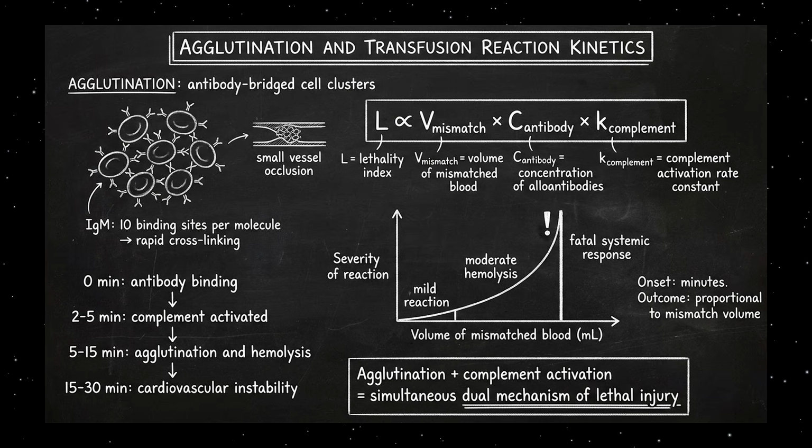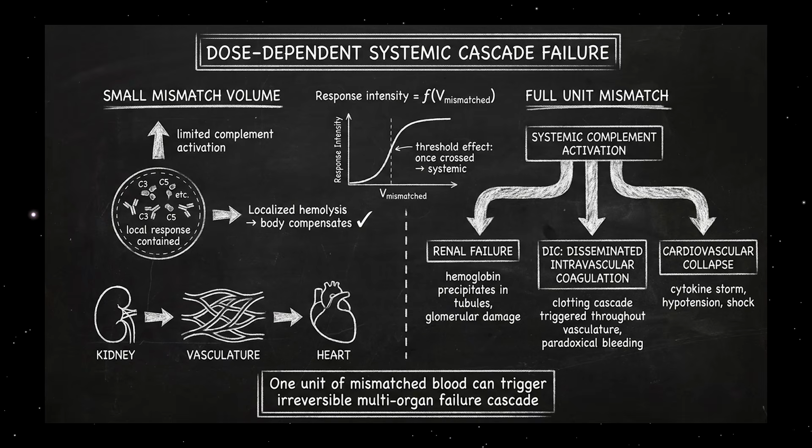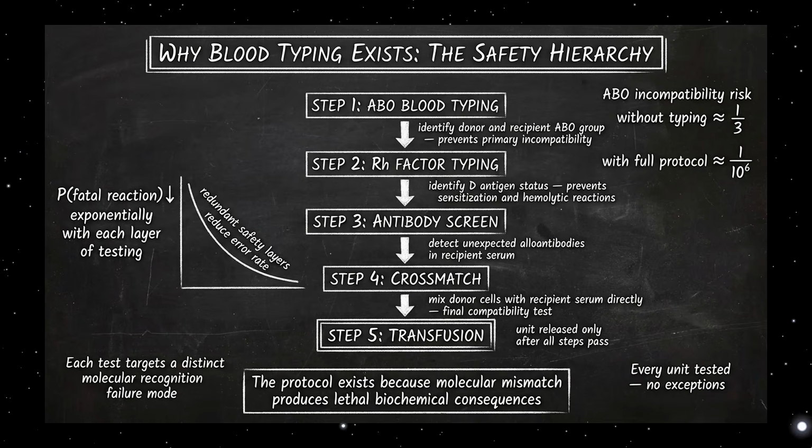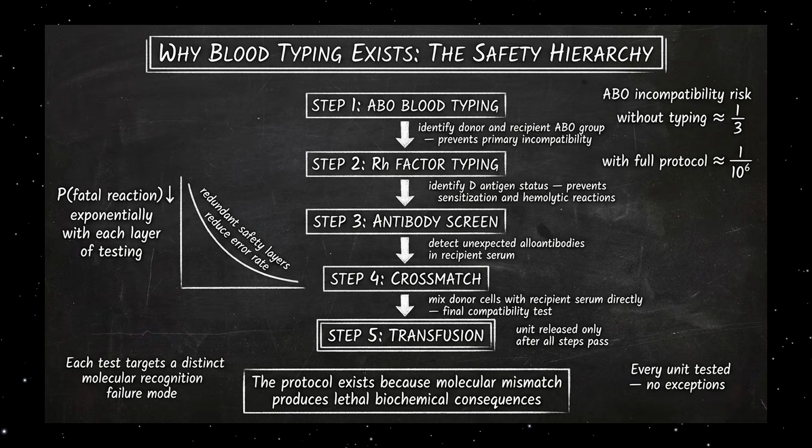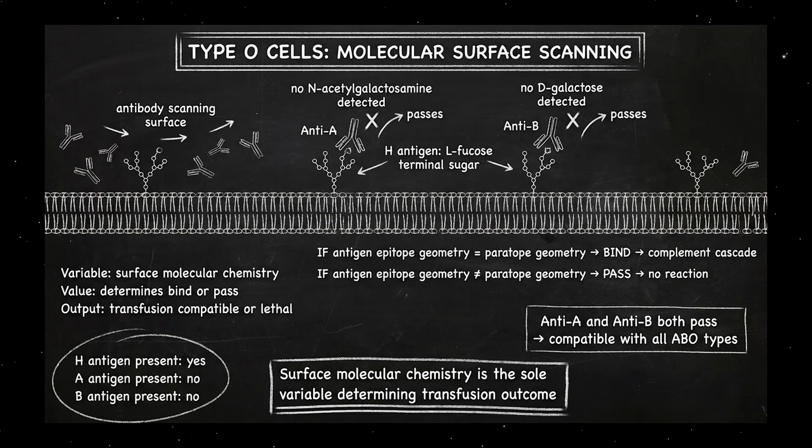The lethality is proportional to the volume of mismatched blood. A small mismatch triggers a limited complement response the body can contain. A full unit of mismatched blood triggers a systemic complement activation that can produce renal failure, disseminated intravascular coagulation, and cardiovascular collapse. The severity is why blood typing exists, why the cross-match exists, and why every unit of blood is tested before transfusion. The molecular surface chemistry on the red blood cell membrane is the variable that determines whether the transfusion saves or kills. Type O cells enter the same recipient.